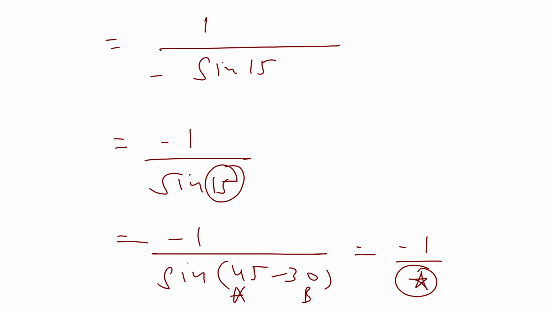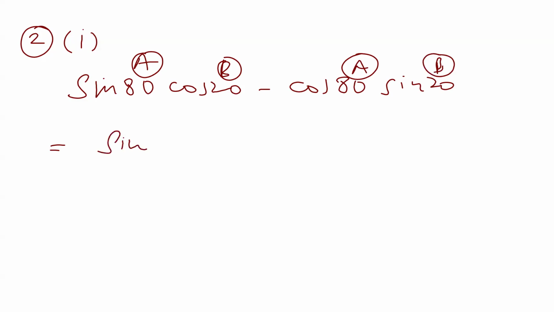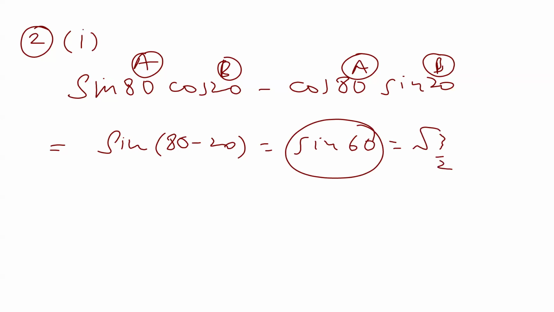Next problem. Question number 2, sub question 1. Sin 80 cos 20 minus cos 80 sin 20. So this is A, this is B, this is A, and this is B. Now, if you read the question, they are asking you to reduce it to a single term. So sin A minus B you will use sin A cos B minus cos A sin B. So that is sin A minus B, which is equal to sin 60. Now, if your teachers are asking you to calculate this, you just put the value of this.